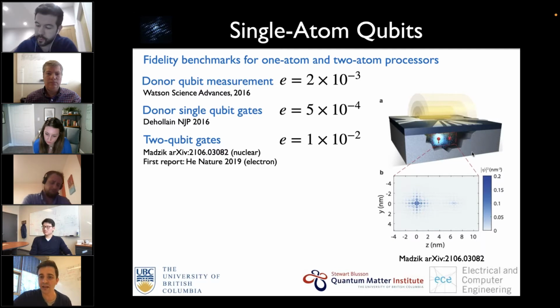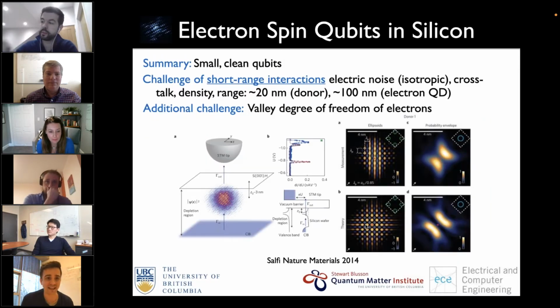And this cartoon here, these are drawings, but they represent what is happening in this experiment, and it looks a lot like what Kane proposed, which is now 24 years ago. So there's been an incredible amount of progress in this field. It's kind of amazing, actually, that you can control electron and nuclear spins of single atoms with a device. Okay, so the summary is that there are small and very clean qubits in silicon, single atoms.